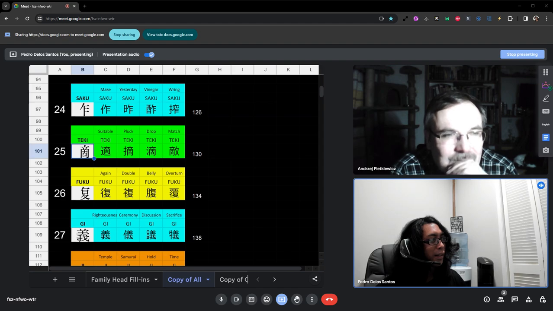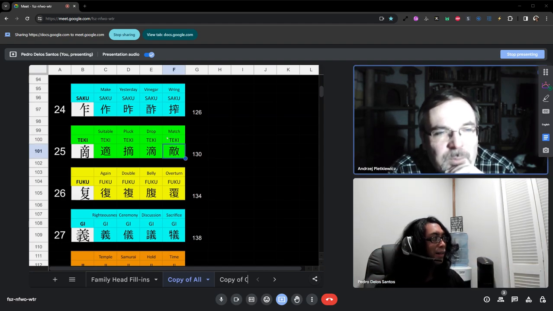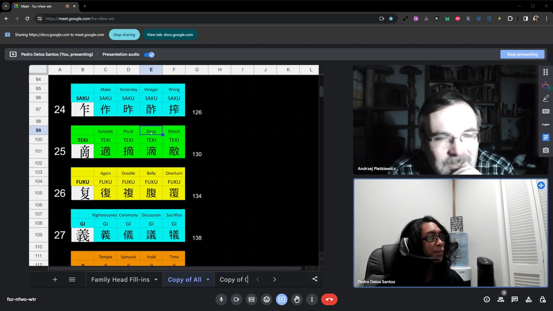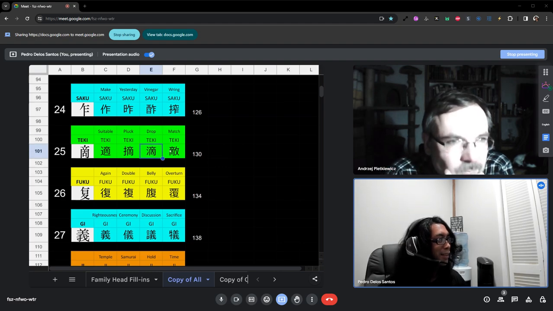Next one here is teki. So teki is a picture of the old. So below this is old, and this is emperor. So the old emperor, and road suitable, aggressive hand, pluck, water, drop, hand with a stick. You're gonna fight. Drop as a noun, like a drip drop. Yeah, that is correct. Yes.